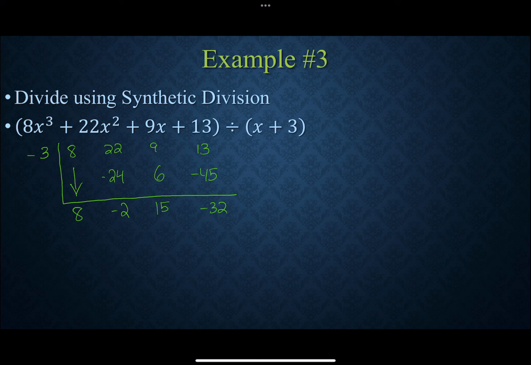So our answer, well, we need to recognize what each of these numbers represent. So working right to left, the first number on the right is the remainder. And then we have the constant, our variable squared. If there were more numbers, we then have variable cubed, variable fourth, and so on. So the final answer would be 8x squared minus 2x plus 15, and then minus 32 over x plus 3.